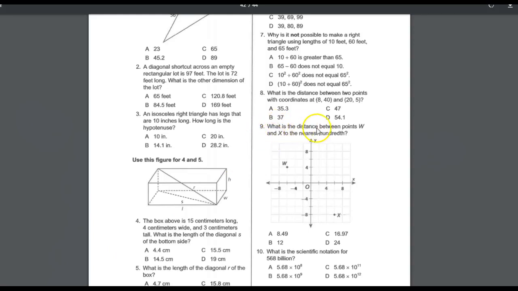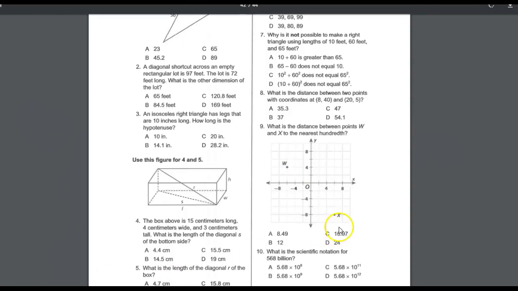Number 9, what is the distance between points W and X? Okay? So we need to count up. 1, 2, 3, 4, 5, 6 here. And 1, 2, 3, 4, 5, 6 here. Okay, now you can figure it out.